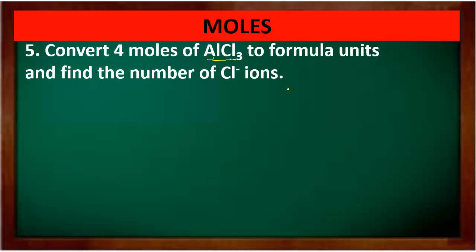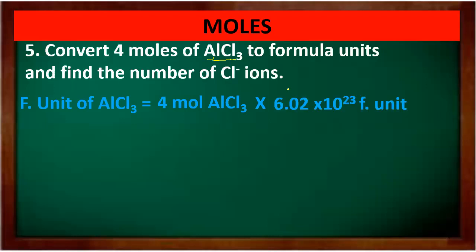So, dalawa din yung question dito. So, una natin isosolve ano yung formula units. Ilang formula units meron sa 4 moles of aluminum chloride. So, formula units of aluminum chloride, given naman yung 4 moles. So, 4 moles times, okay, meron tayo. Gamitin natin yung Avogadro's number, but this time, the unit we are going to use is the formula units. So, 6.02 times 10 to the power of 23 formula units divided by 1 mole.